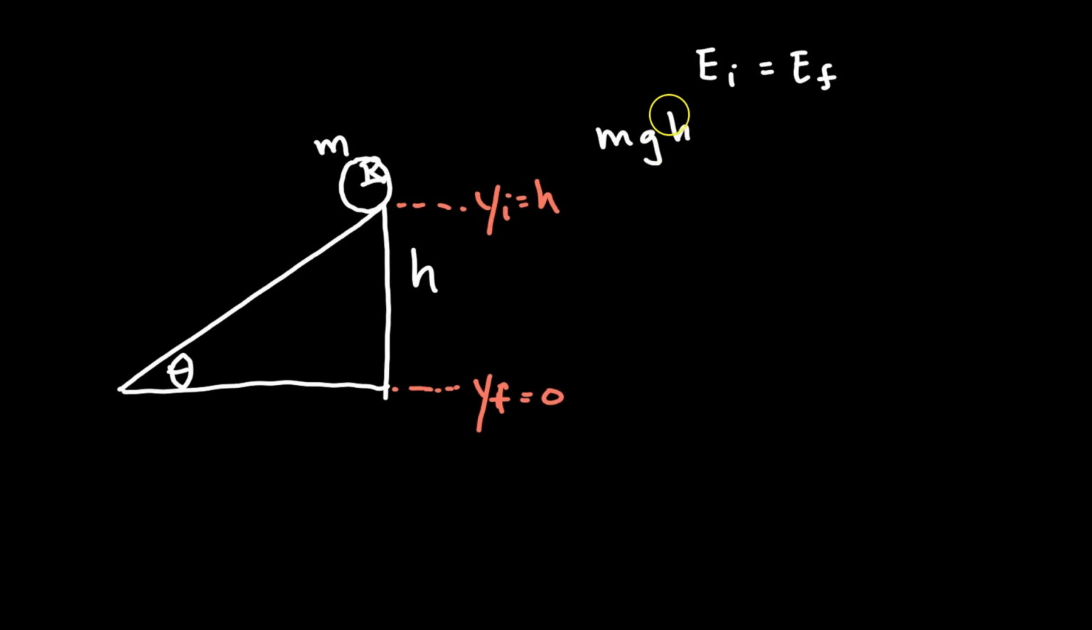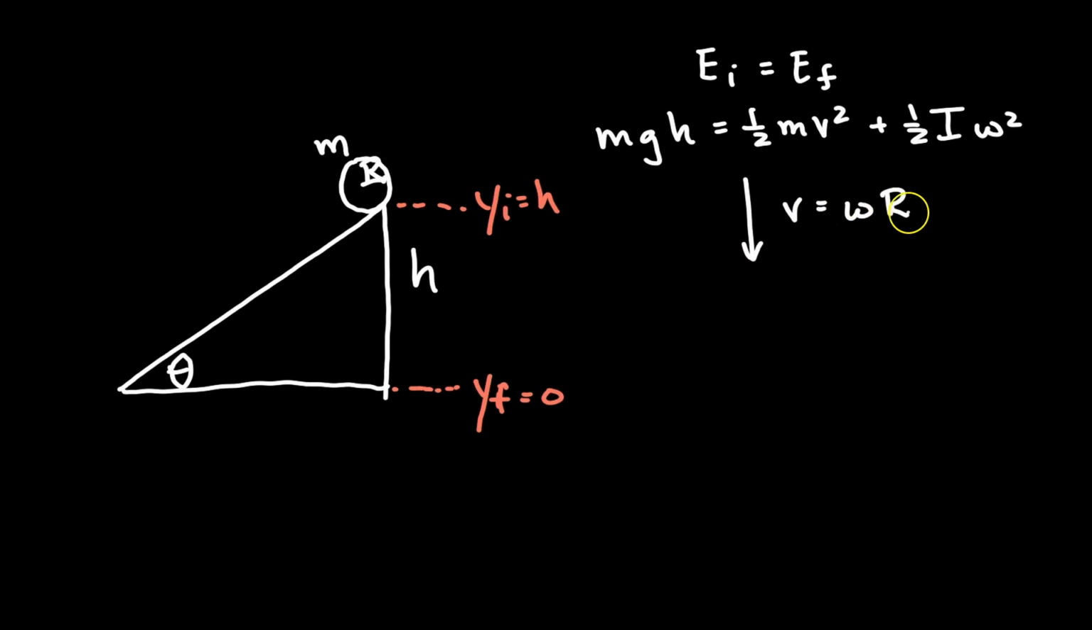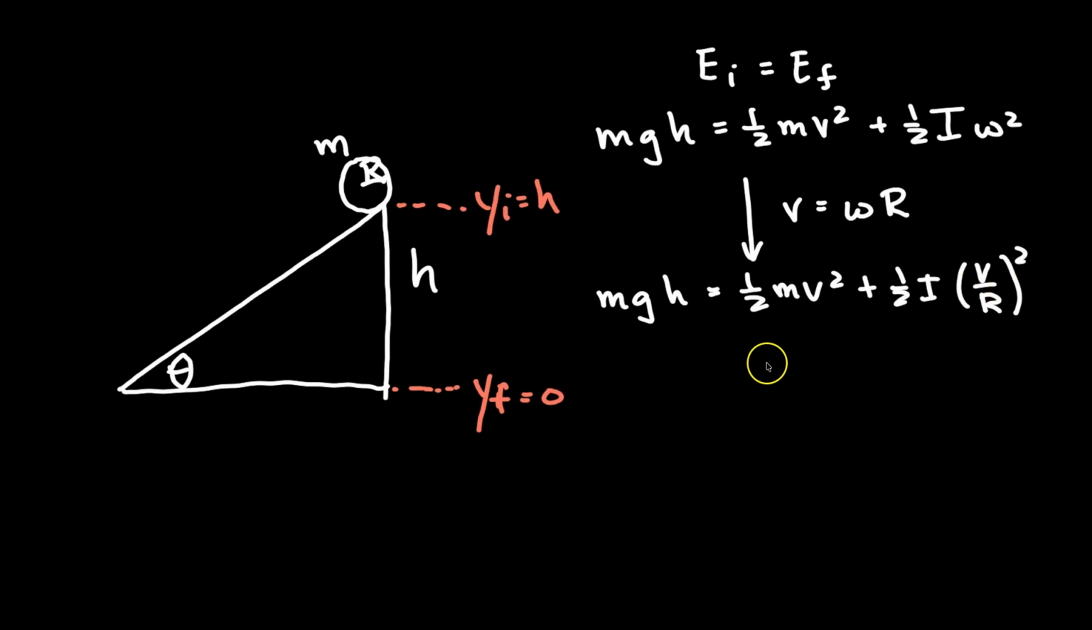The initial mechanical energy is just the gravitational potential energy of our object, which is mgh. The final mechanical energy of the object at the bottom of the ramp is both the translational kinetic energy and the rotational kinetic energy. So we have 1/2 mv squared plus 1/2 I omega squared. Remember, our bridging equation states that v is equal to omega times R. So substituting that into our equation, we get mgh is equal to 1/2 mv squared plus 1/2 I times (v over R) squared.